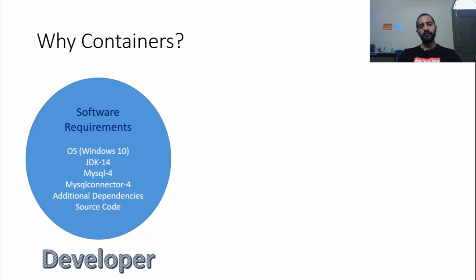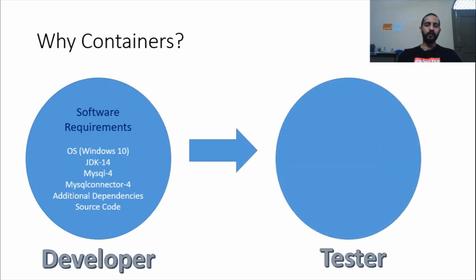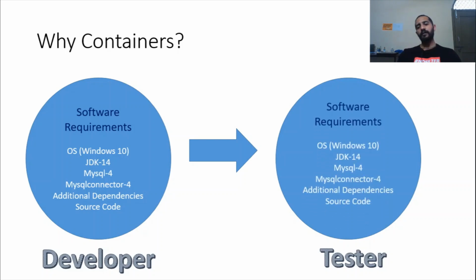So see, I have made a software and I want a testing team to test that software. What will they require? They will require the same things to be installed on their systems so that they can test my software. Again, they will require the same operating system, Windows 10. They may require the same JDK, the same MySQL, same version. The MySQL connector should be the same, and additional dependencies. All these requirements should be met at the tester side also, so that the software can perform as well as it was working on the developer side.